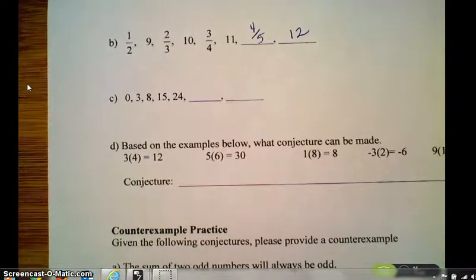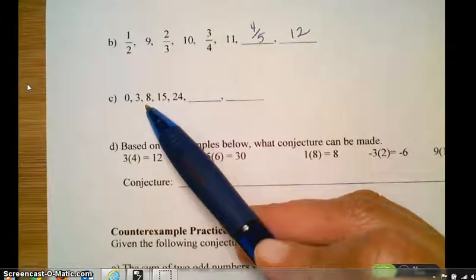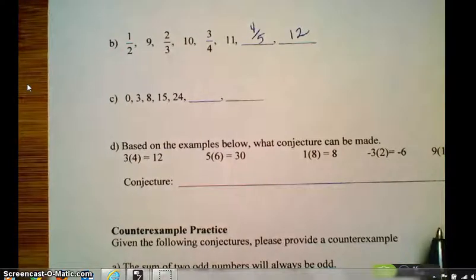Okay, moving on to the next pattern. If we take a look here, I wanted to go from 0 to 3 and then 3 to 8. Again, stop the video, see if you can figure out the pattern. All right, you're back.